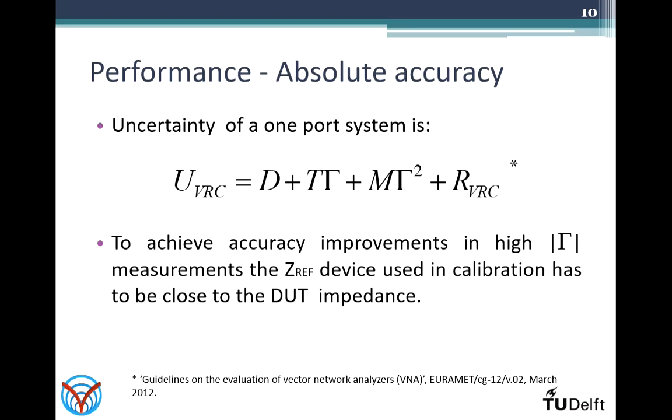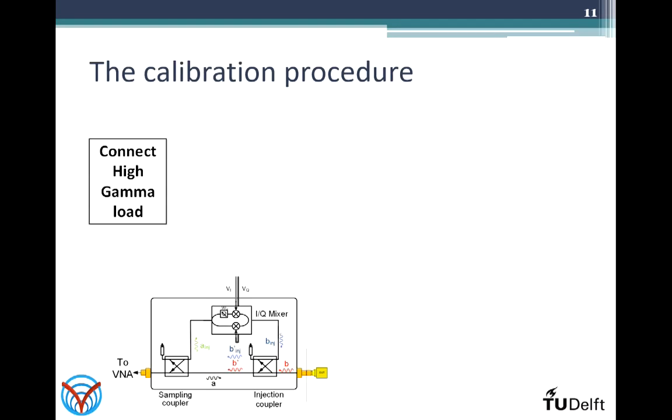If we look at the equation to evaluate the uncertainty of a one-port system, we can see that it has its minimum when the device impedance is the same as the reference impedance we used during the calibration, and grows with a quadratic behavior with the gamma. So, in order to achieve an improvement in the measurement of highly mismatched devices, we have to use, during the calibration, a reference impedance that is close to the impedance of the DUT we want to measure.